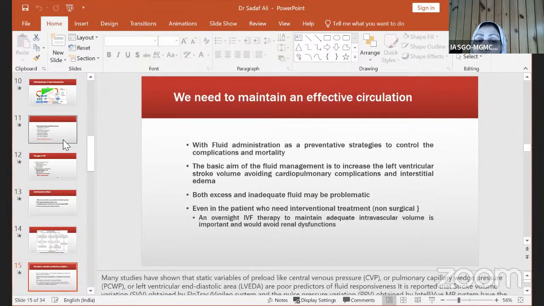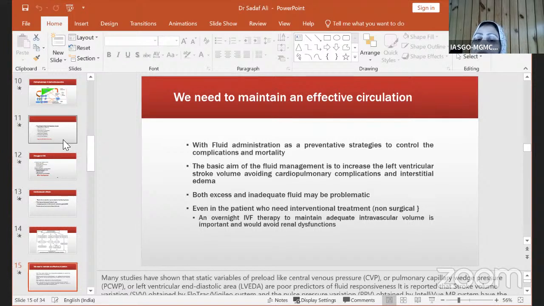So what we need to do is maintain an effective circulation with fluid administration as a preventive measure to decrease the mortality and complications. The basic aim of the fluid administration has to be an increase in left ventricular stroke volume, avoiding any cardiopulmonary complications simultaneously, and avoiding any interstitial edema. Both excess and inadequate fluid would be problematic in these patients.